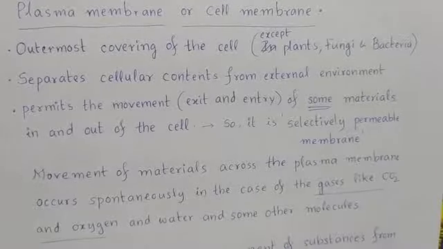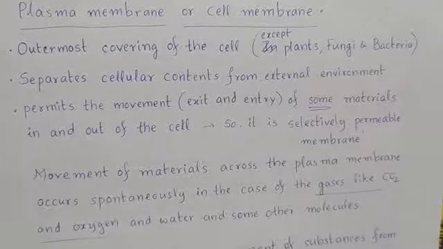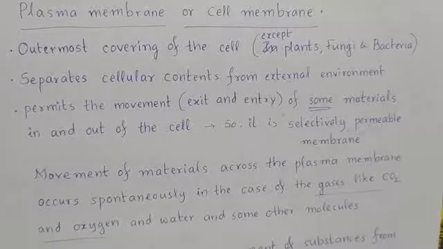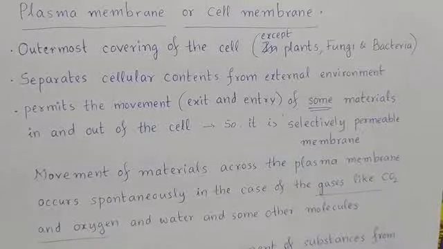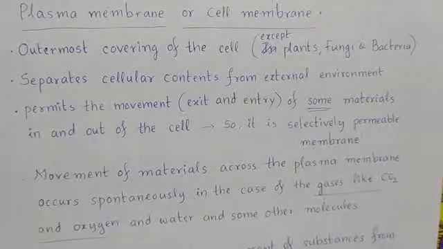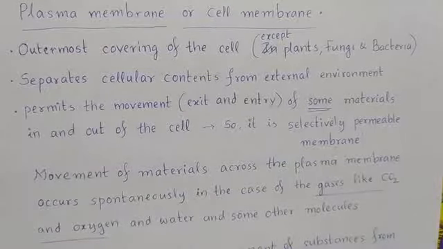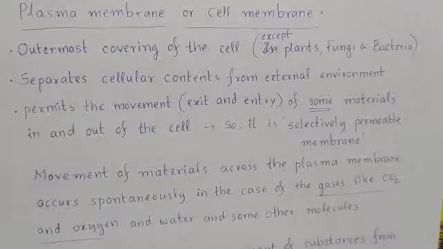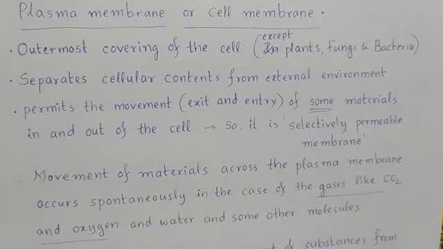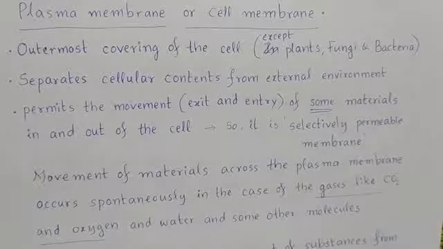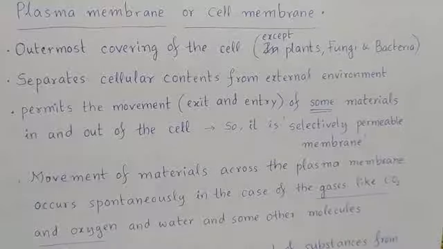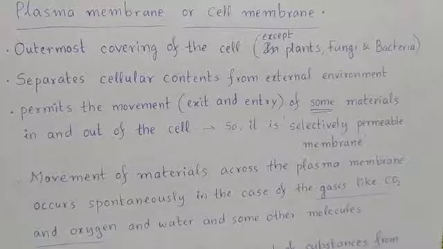Plasma membrane is also called cell membrane since it covers the cell. Inside the cell, whatever liquid is present is called plasma. As it covers the plasma, it is called plasma membrane, and the entire cell is covered by this membrane, so it is called cell membrane. And this is the outermost covering of the cell.